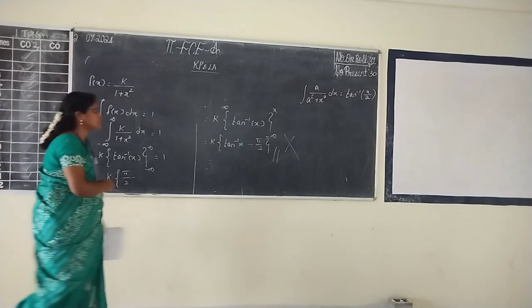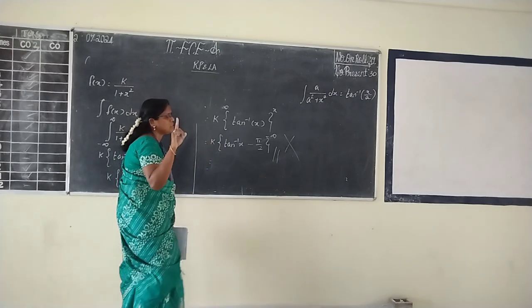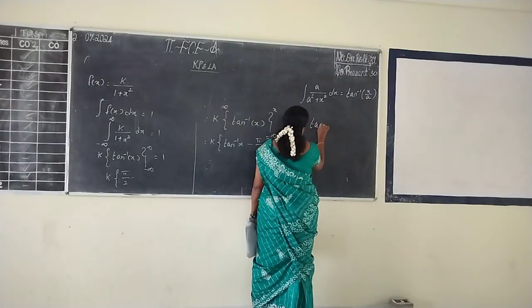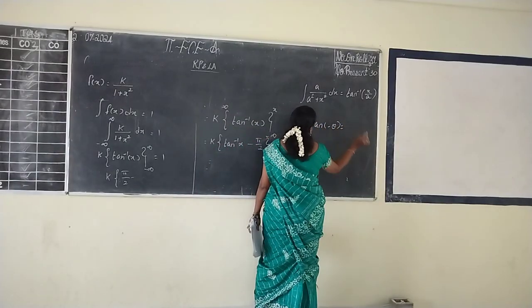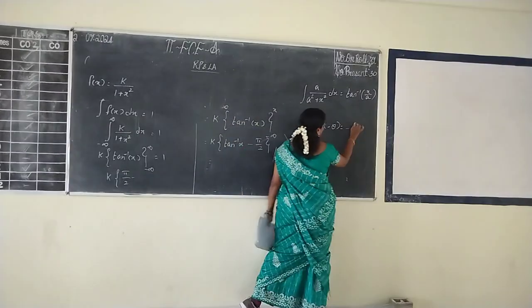Minus of minus plus. One second. No, no. One second. Tan of minus theta is minus tan theta. After that, minus tan is one. Minus tan theta.